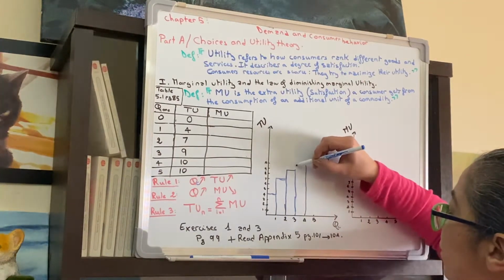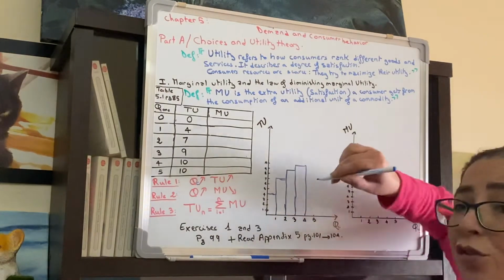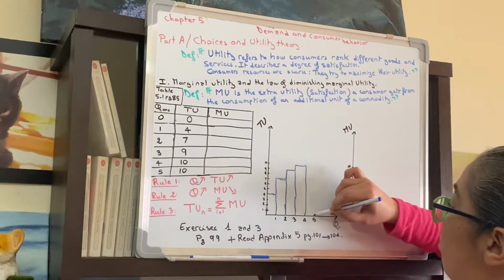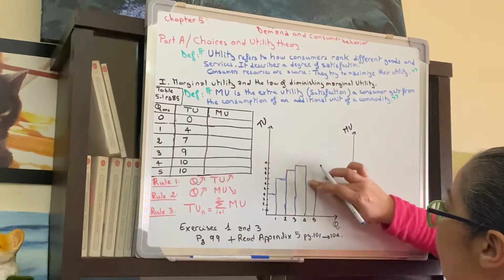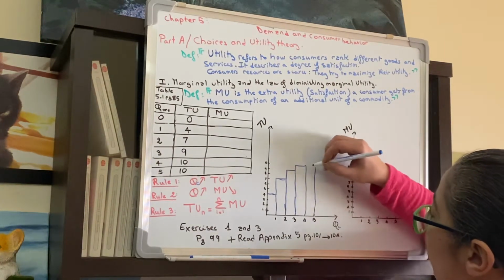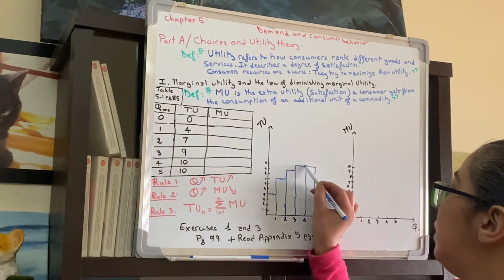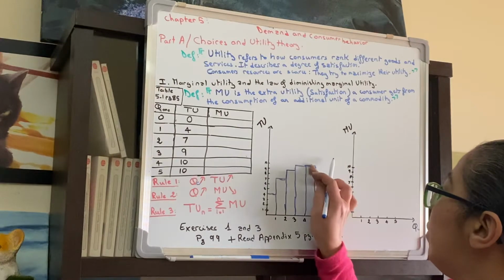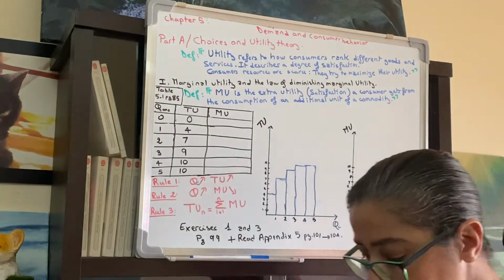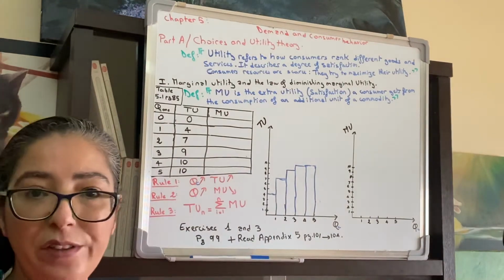Here it is. And for 5, I also have 10 because I'm fed up of whatever good I'm consuming. I talked about coffee, so let's keep it coffee. Here it is. It's the same amount, 10. Okay? Now, I did my total utility.